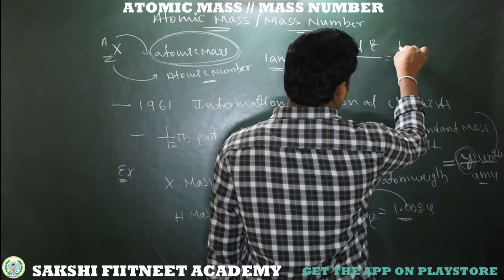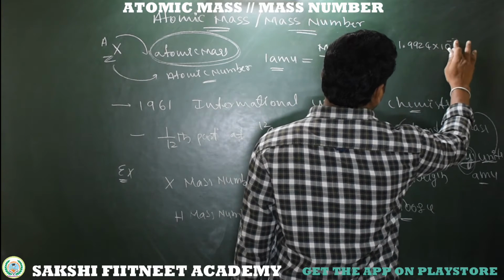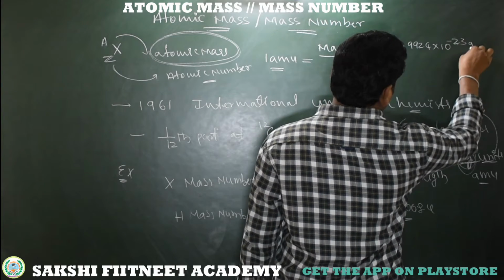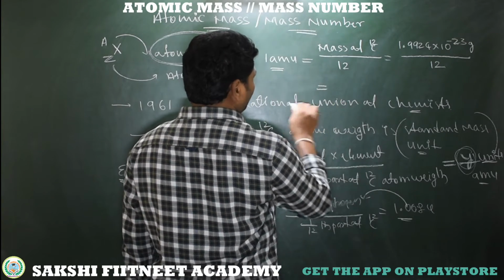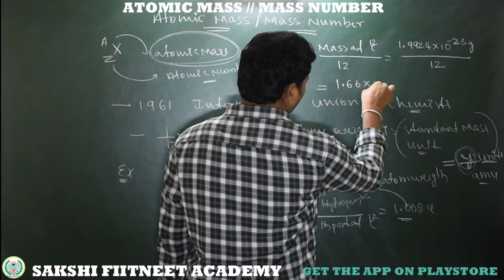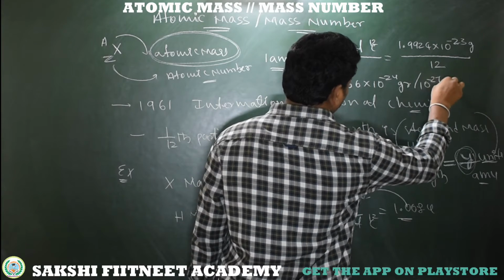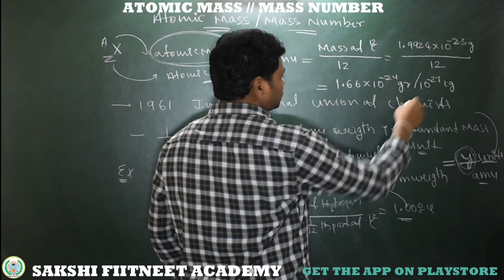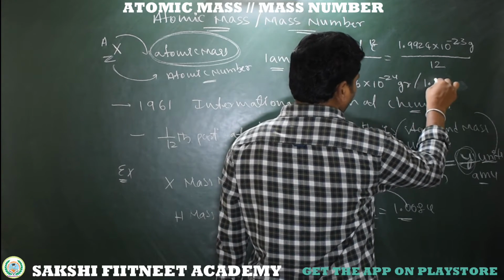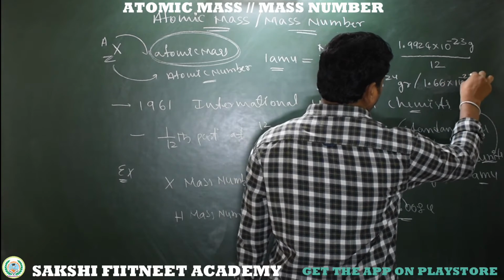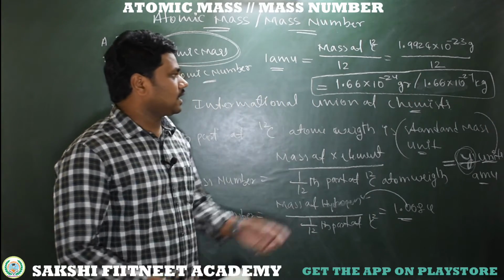So what is the mass of C12? It's 1.9924 into 10 power minus 23 grams, divided by 12. Then we get the value of AMU, which is equal to 1.66 into 10 power minus 24 grams, or 10 power minus 27 kgs, that is 1.66 into 10 power minus 27 kgs. Let me write here 1.66 into 10 power minus 27 kgs. So this is the actual value of 1 AMU in grams and kgs.